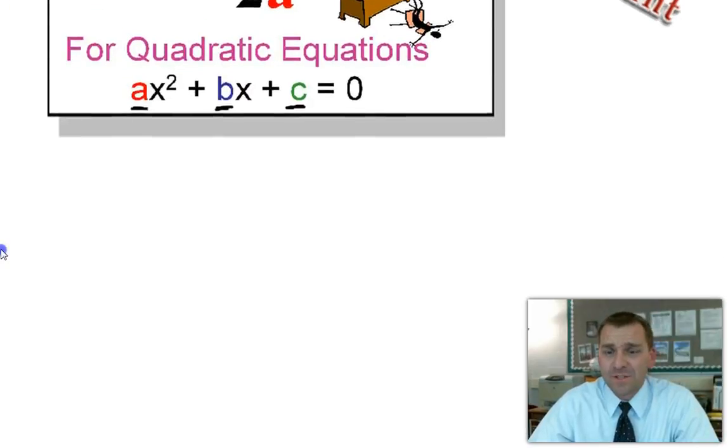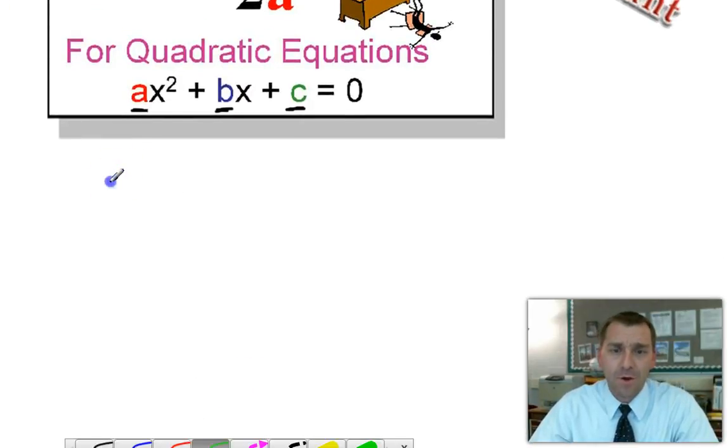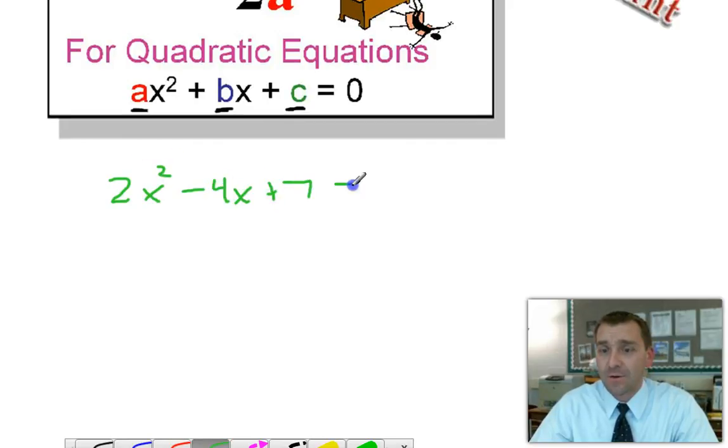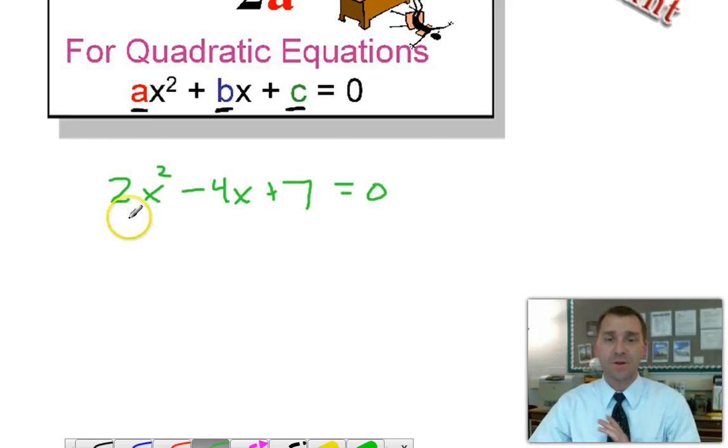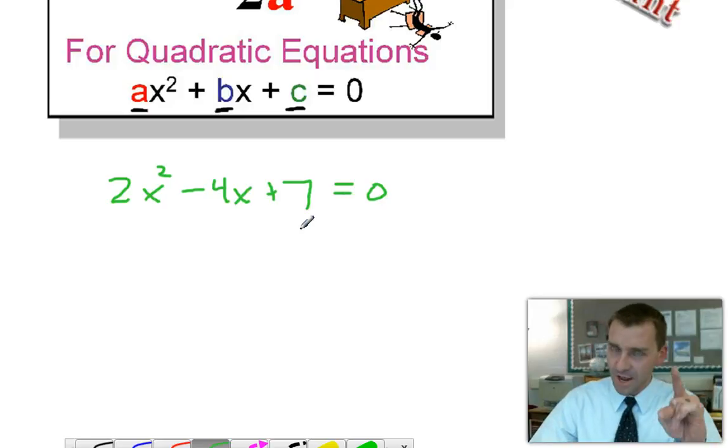So let me make one up. I'll say, I don't know, we'll go 2x squared minus 4x plus 7 equals 0. Wonderful. So if I'm going to use the discriminant, notice this is an equation. In the quiz that you just took yesterday, you were solving it. It's not asking you that. I want to use the discriminant to do something. You don't know what it is yet. You're going to find out.